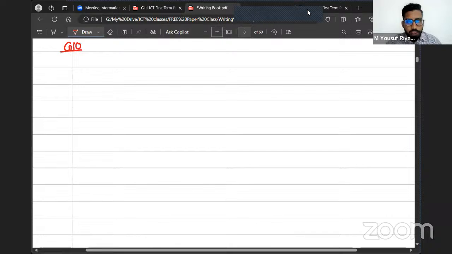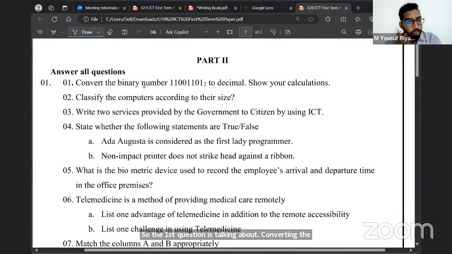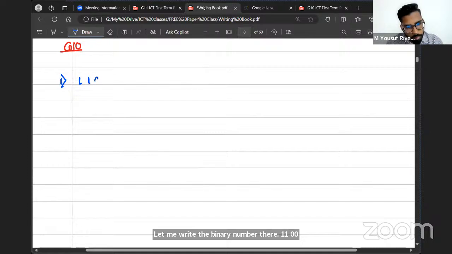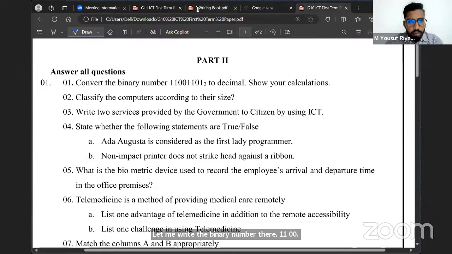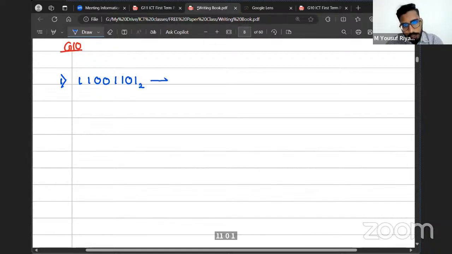Right. So the first question is talking about converting the binary number 1100 1101 to decimal. So let me write the binary number there: 1100 1101, and we have to convert this to decimal as per the question, right?